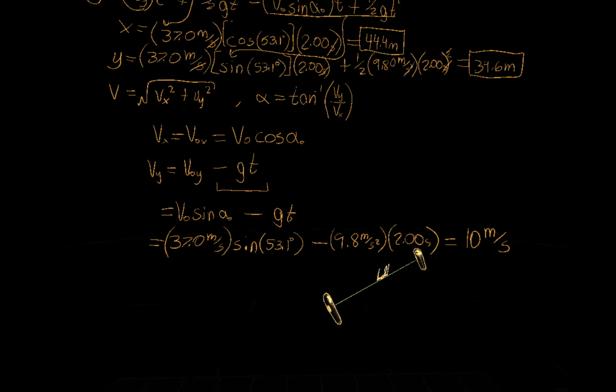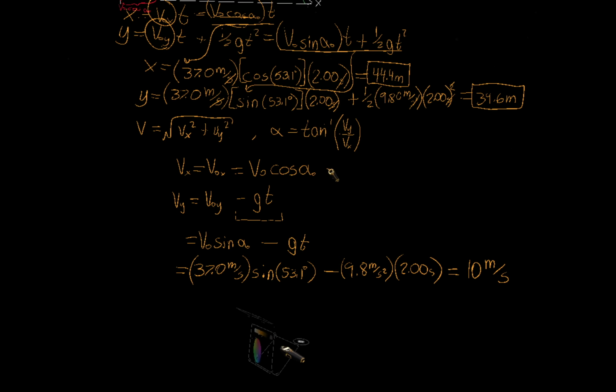And Vx, I didn't write out the numbers, so Vx is that same thing here, 37.0 meters per second times cosine of 53.1 degrees.